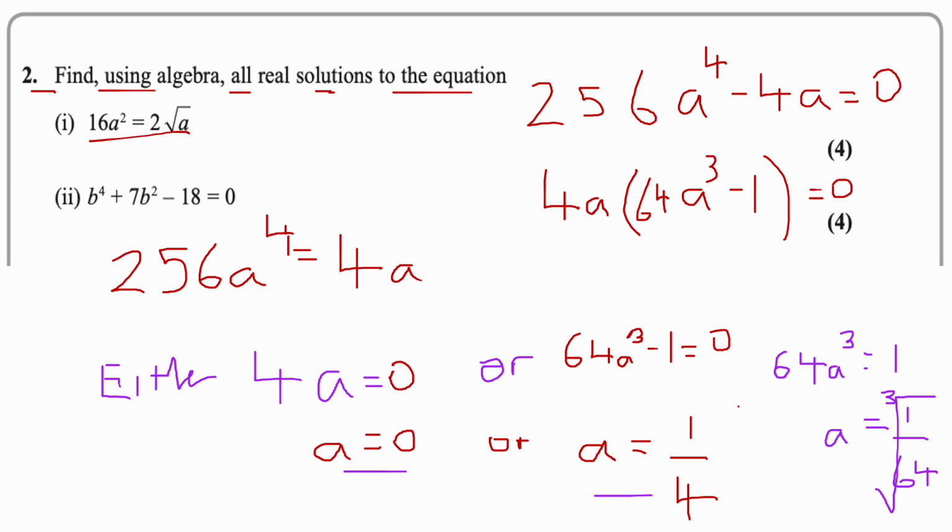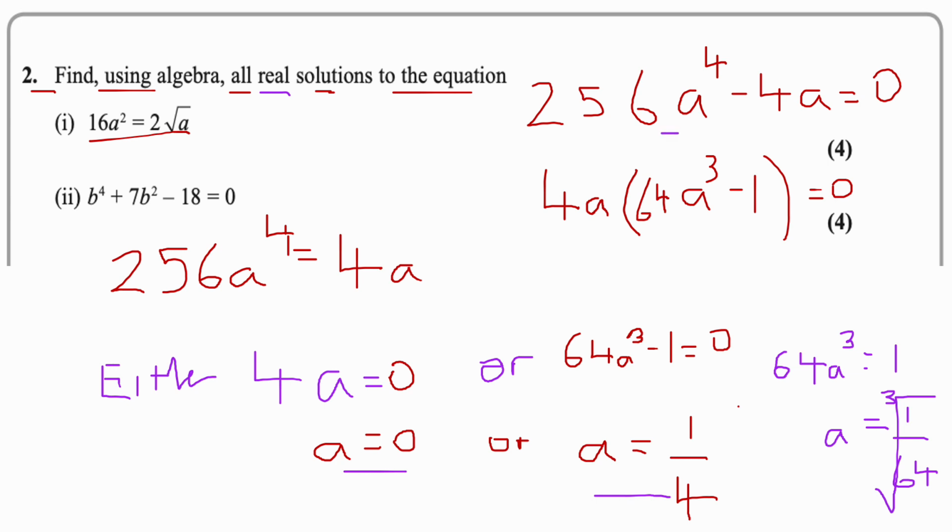Now I know many of you will be thinking, well, hang on a second, I've got a to the power of 4 here, so I should actually have 4 roots. But the question says find using algebra all the real roots. So these are all the possible real roots. My guess is that the other 2 roots will actually be imaginary, but for the purpose of A-level maths, we don't have to worry about complex roots.